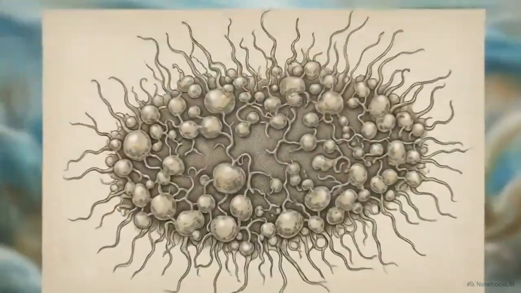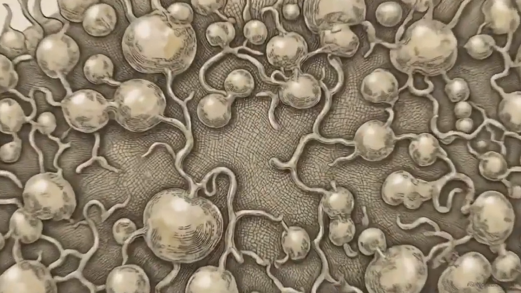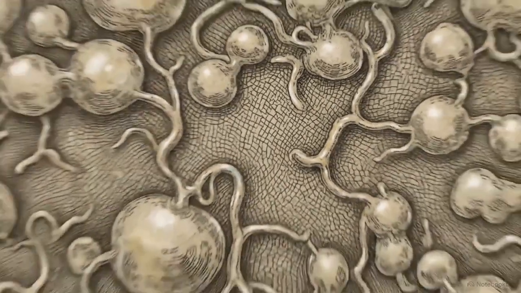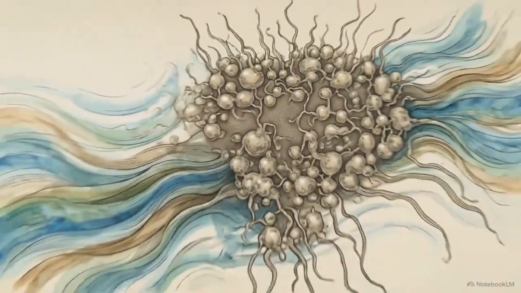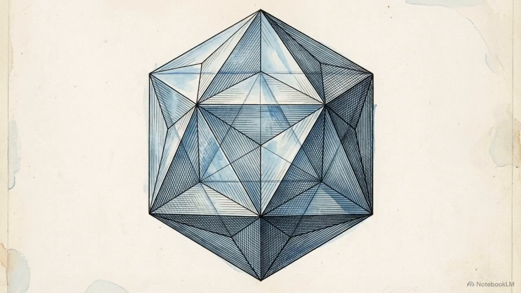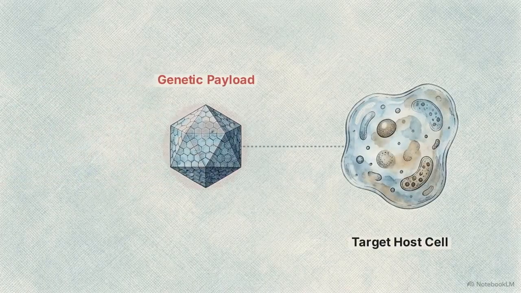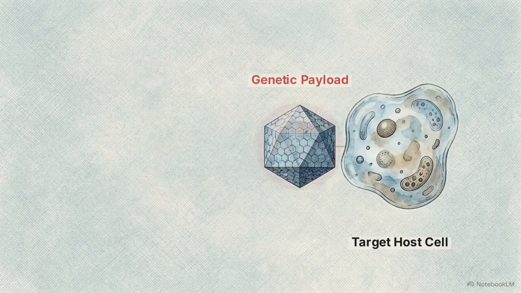A virus possesses no independent metabolic machinery. It cannot generate energy, and it cannot divide. It is strictly an obligate intracellular parasite. Instead of a living organism, a virus functions as a highly structured geometric delivery vehicle. Its sole purpose is to transport a strict genetic payload from one host to another.